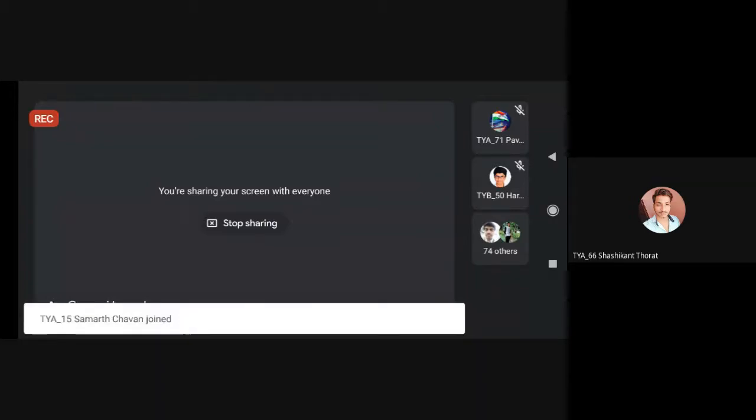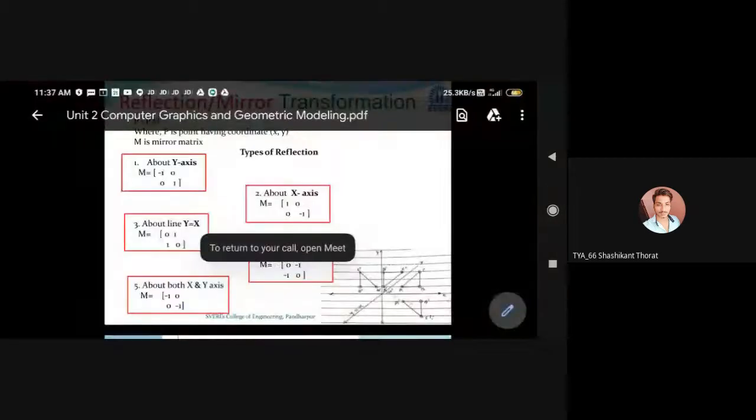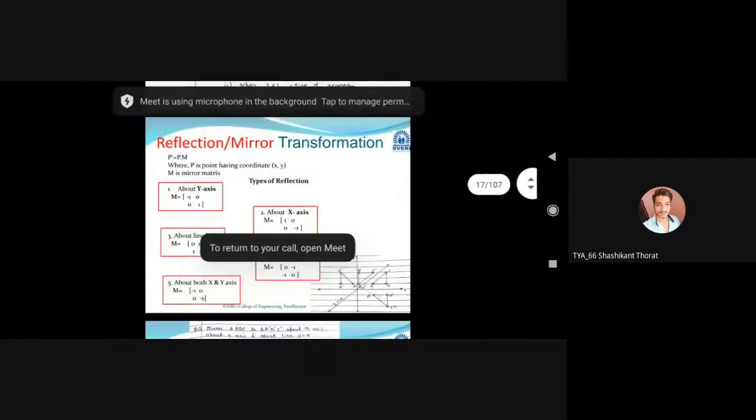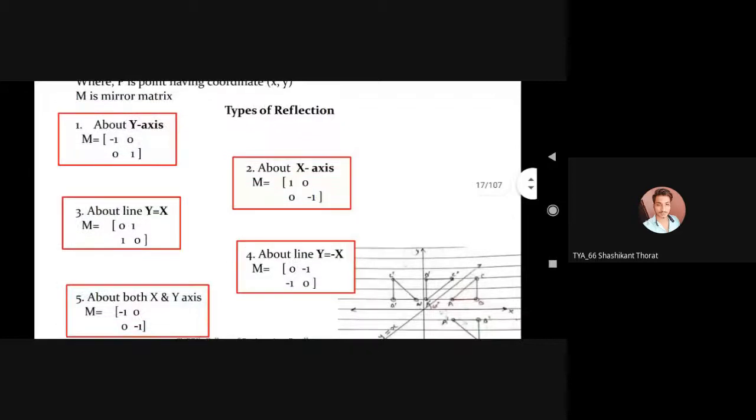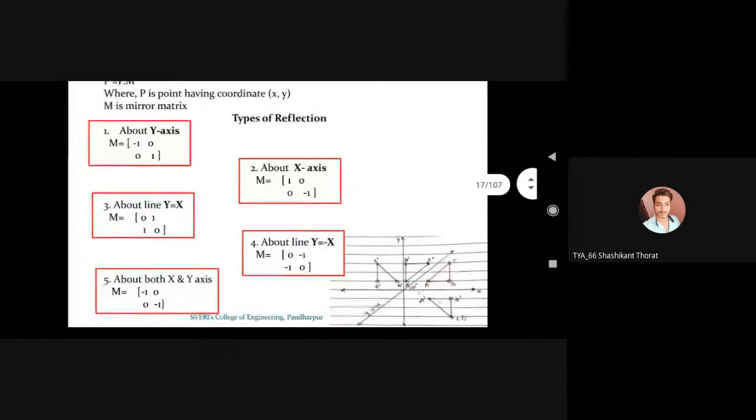Okay, now for the reflection. Now see, only for reflection there are different formulas. So we have to remember those formulas. If you require reflection or mirror about the y-axis or about the x-axis, there are very small changes. So you have to remember that matrix, or rather than memorizing it, learn to understand it.